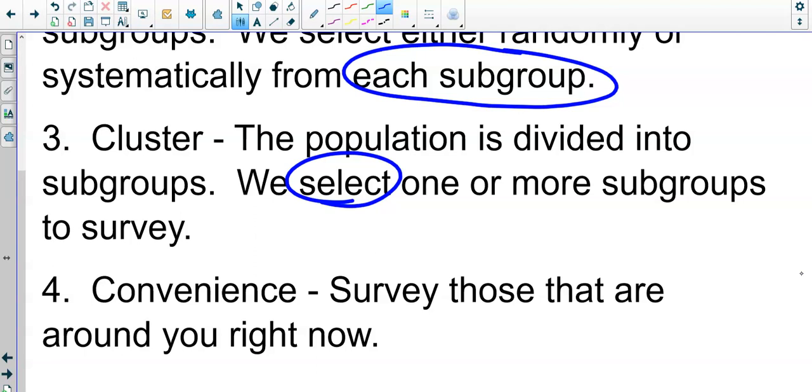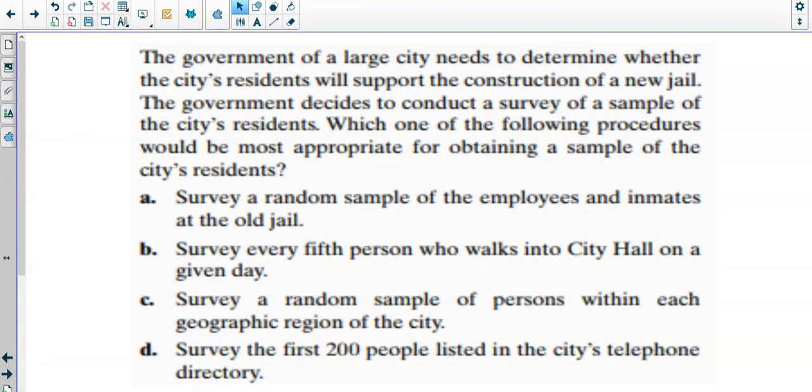The fact of the matter is when you do a survey, you want it to be as random as possible. The more random it is, the more likely you're able to get a better feel for what the population wants. So the very first problem you'll see in your assignment will show you this.